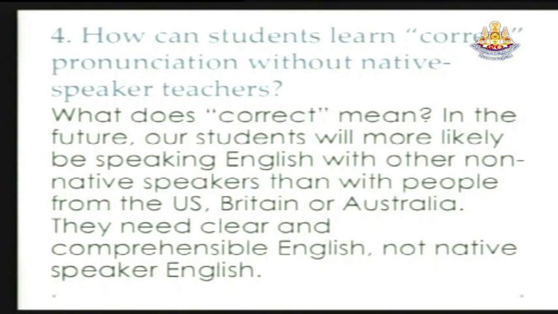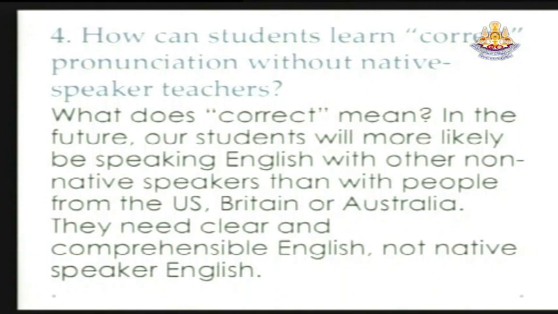Whose pronunciation is correct? Is mine correct because I'm from America? Is his correct because he's from Canada? Or his is from Australia? Who has correct pronunciation? If I understand her, she has correct pronunciation. All you want is pronunciation that people can understand. You don't need American pronunciation. You don't need British pronunciation. You need English that other people can understand. That's all you need to have.